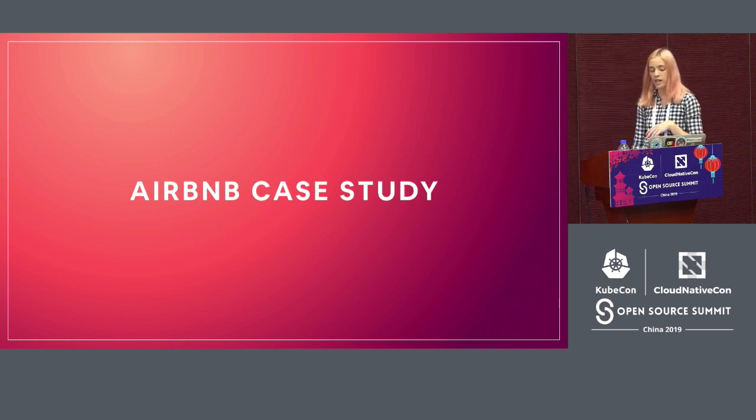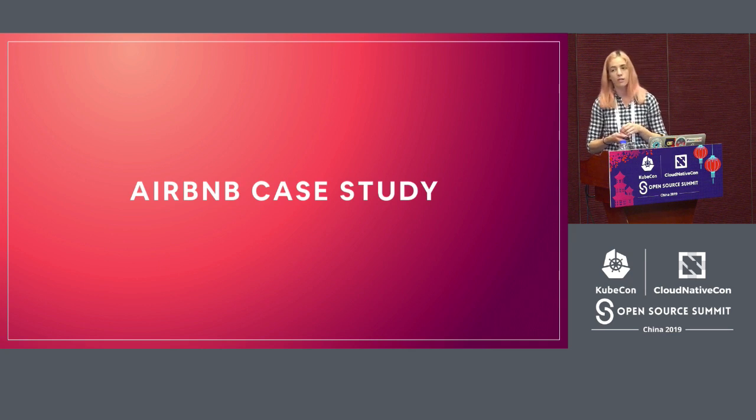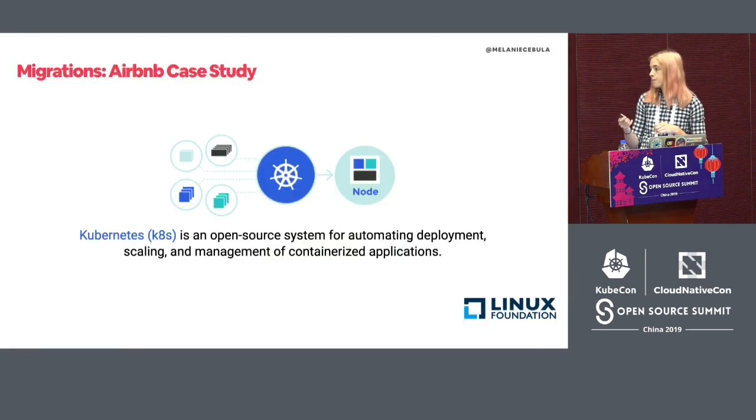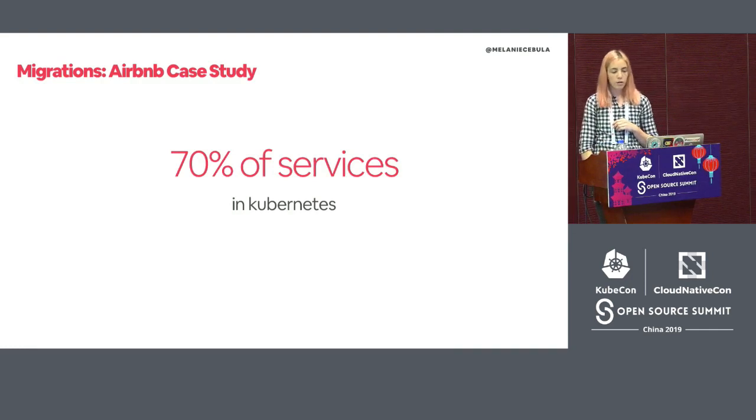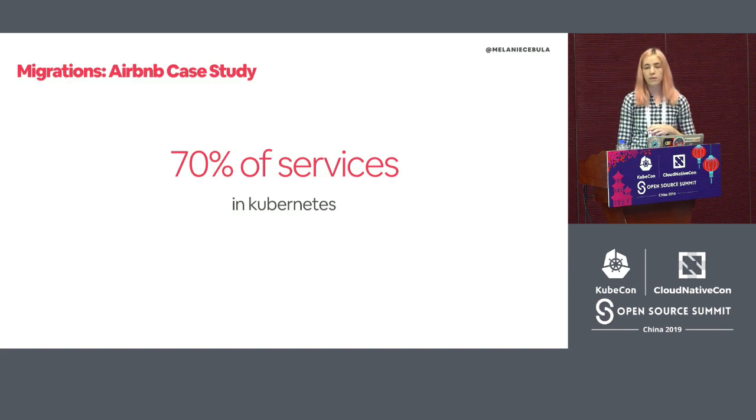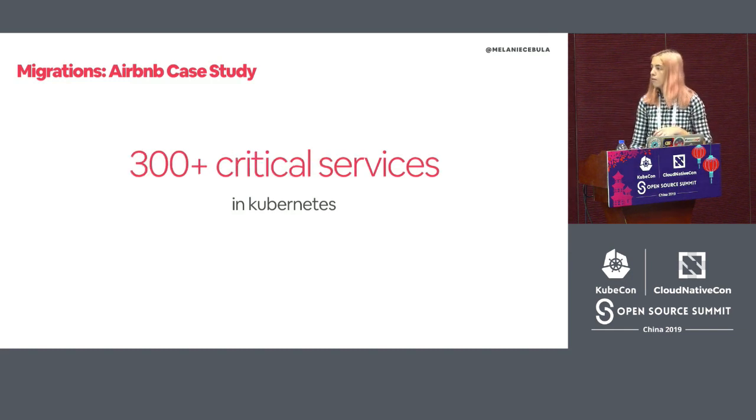But I wanted to demonstrate the best practices for migrations based off my firsthand experience of migrations at Airbnb. So I think one of our best migration case studies is Kubernetes itself, but I'll also talk about a few related migrations that we worked on and demonstrate the best practices from there. So today, about 70% of our services are in Kubernetes, mostly business-facing services versus the legacy system. And we have about 300 critical services in Kubernetes running in production.